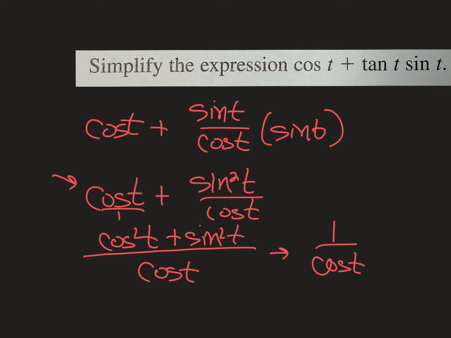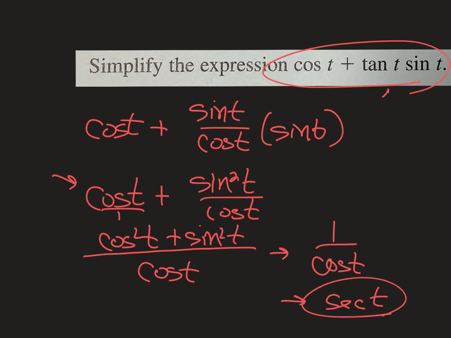And what does 1 over cosine t equal? What's the reciprocal of cosine? Secant t. So we took that big expression that we started with right there, and simplified it down just to secant t, using the identities we had. How fun was that? Let's try another one here.